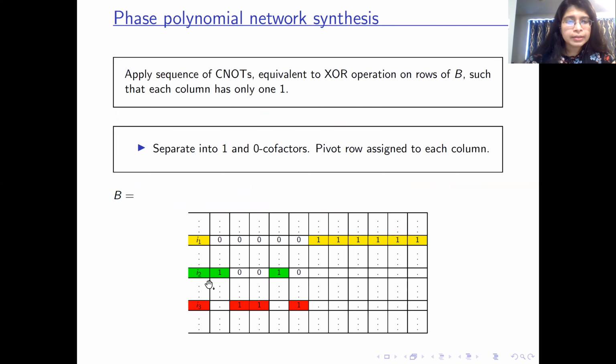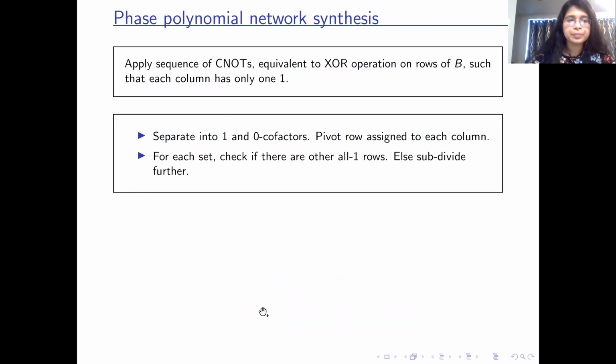For example, consider this matrix. So first we pivot on row I1, we divide into the zero cofactor and one cofactor. Then we pivot on I2 for the columns in the zero cofactor. We again divide into zero and one cofactor. Then we pivot on I3 and we again divide into zero and one cofactors and so on.